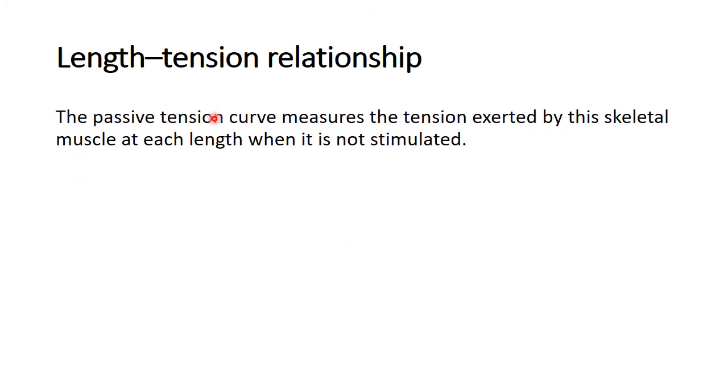So, the length-tension relationship. The passive tension curve measures the tension exerted by skeletal muscle at each length when it is not stimulated, or you can say at a resting stage when the load is already applied to the muscle. So the passive tension curve measures the tension exerted by skeletal muscle at each length.